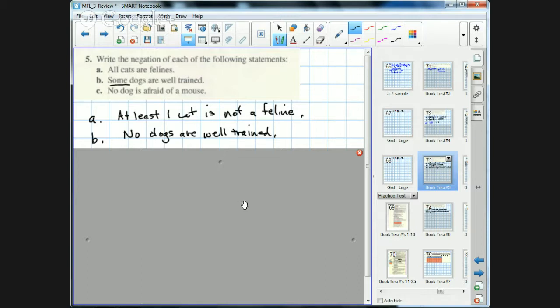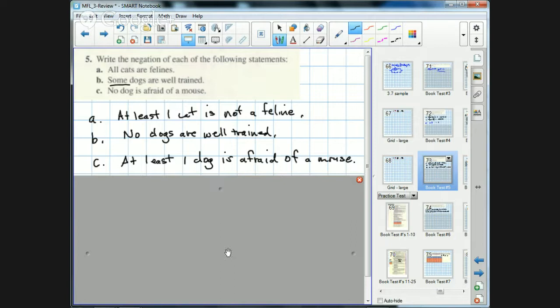Okay, how about C? No dog is afraid of a mouse. Try to, again, think: what would it take to make that a lie? At least one dog is afraid of a mouse. Exactly. At least one dog is afraid. And there, you proved that was a lie.